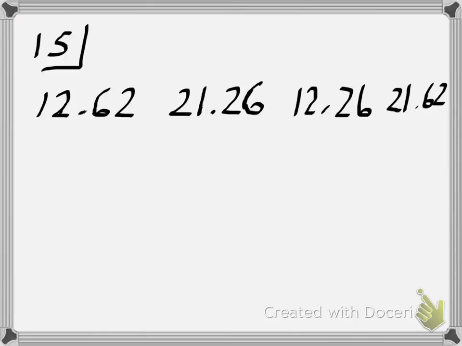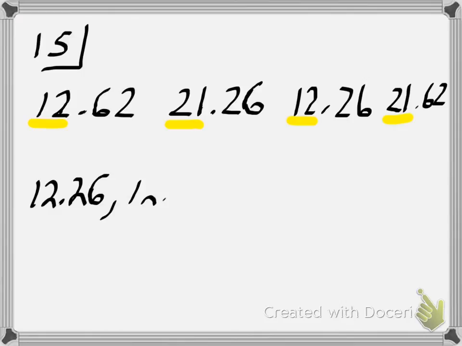Okay, for number 15, they want us to put these in order from least to greatest. So we have 4 different problems here. One of the first things we're going to do is just look at our whole numbers: 12, 21, 12, and 21. So we know 12 is smaller than 21. So we're going to look at our first 12s. So we have 12.62 and 12.26. So the 12s are the same. The next digit's the 6, and 6 is greater than 2. We can also think of this as money. $12.62 is less than $12.26. So 12.26 is our first smallest number.